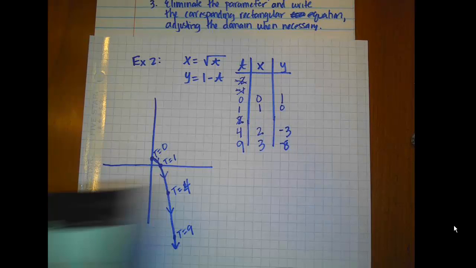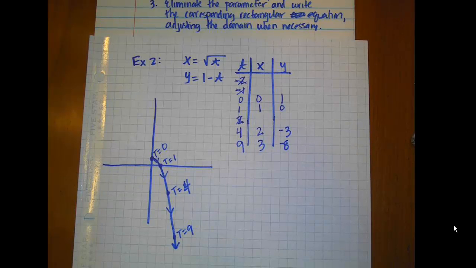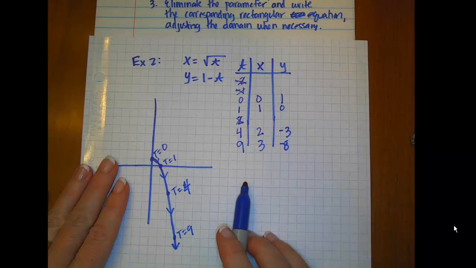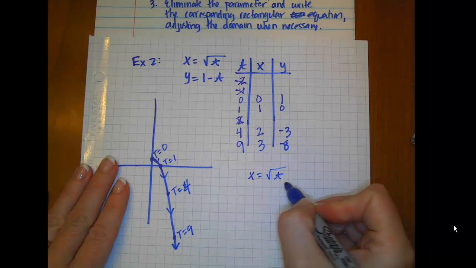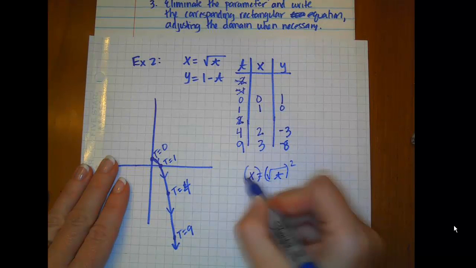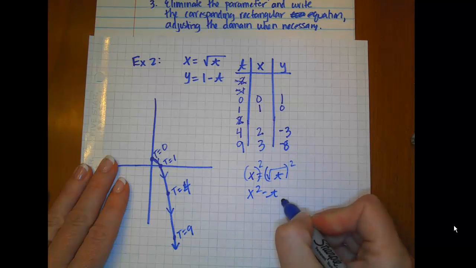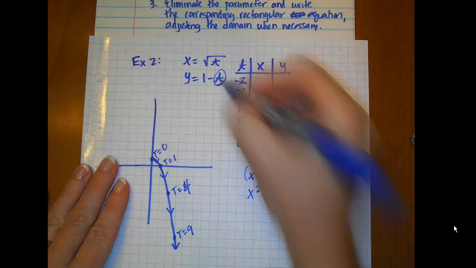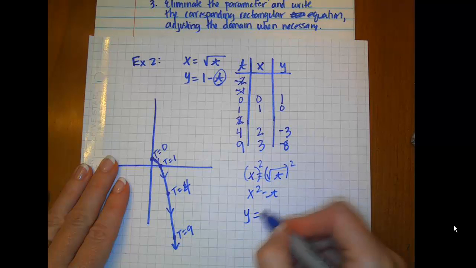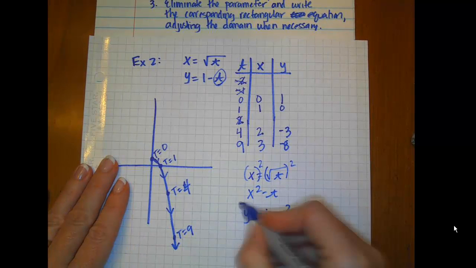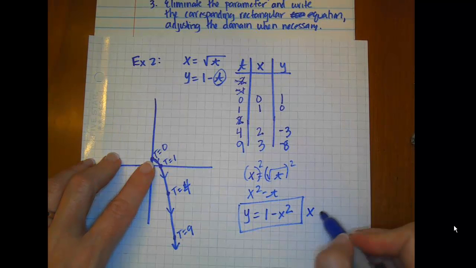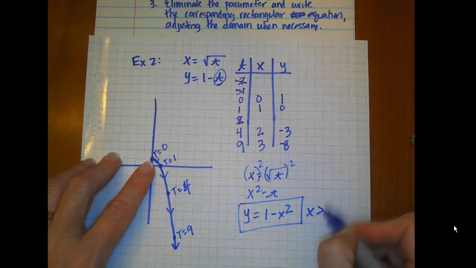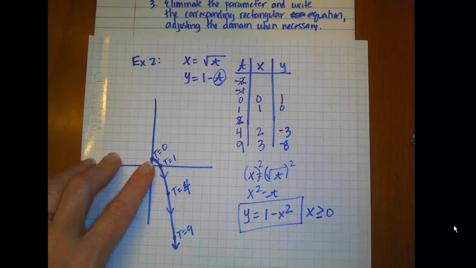Okay, so now that we have verified our results, our last thing to do is to eliminate the parameter and put this in as a rectangular equation. So I've got x is equal to root t. Well, in order to get t by itself, I would have to square both sides. So t is equal to x squared. So now I need to use y equals 1 minus t and substitute. So I get 1 minus x squared as my rectangular. But notice my x values are not going to be less than 0. So I have to put a domain restriction that x has to be greater than or equal to 0.